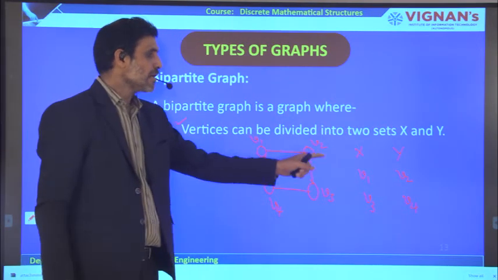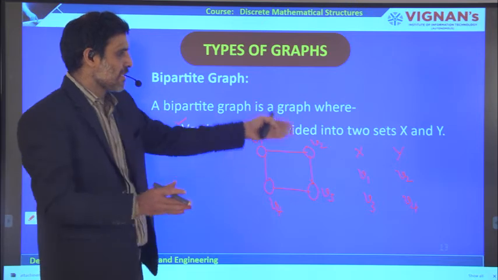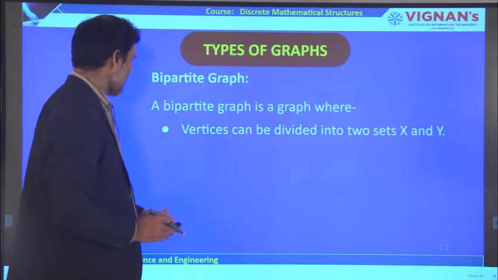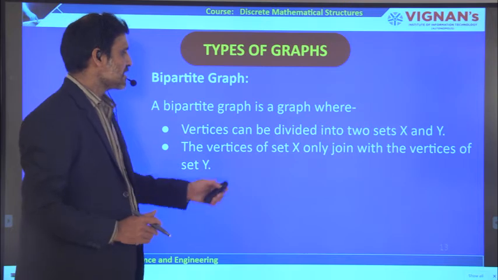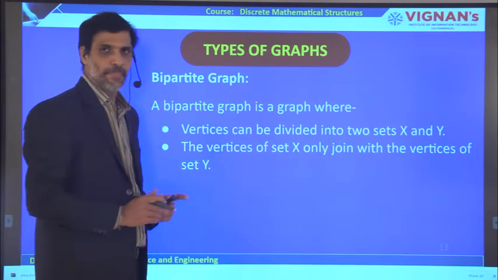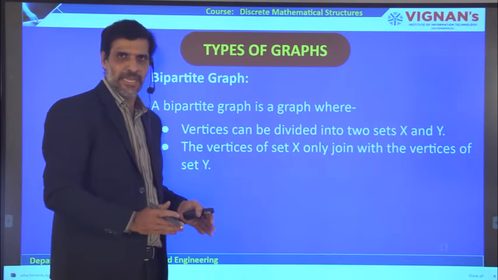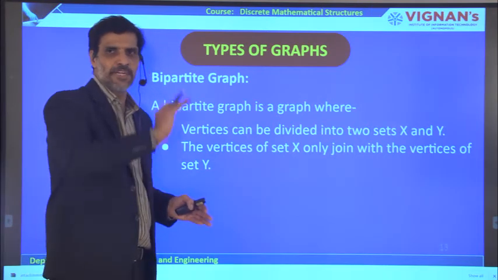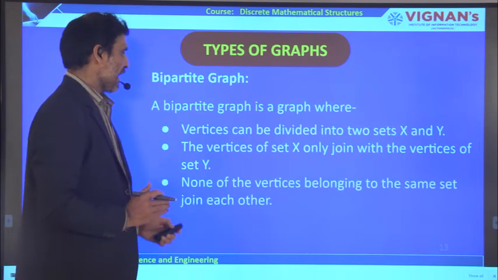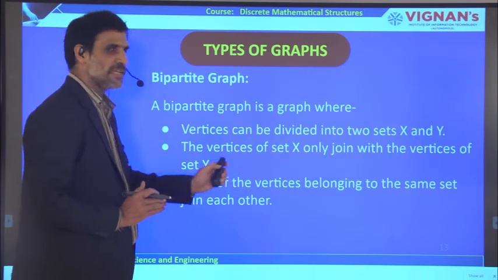So I have taken a graph like this and divided the vertices into 2 sets. This is the first condition. Now what is the second condition here? The vertices of set X only join with the vertices of set Y. That means each vertex which we have taken in the set X will be joined with a vertex in Y. That is the second condition. And none of the vertices belonging to the same set join each other.